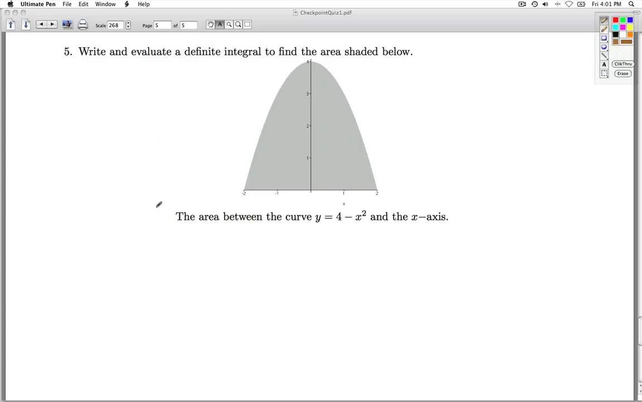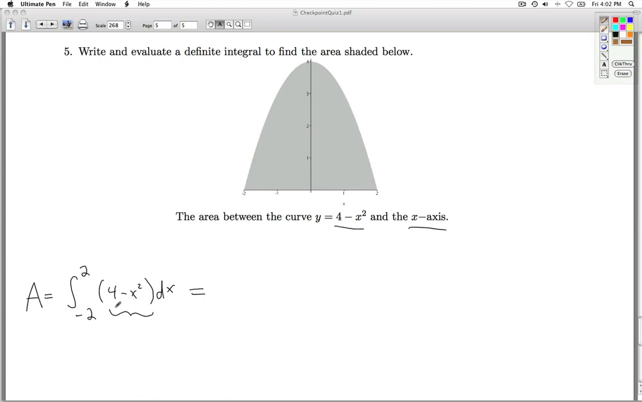Okay, our last problem on Checkpoint Quiz 1. Write and evaluate a definite integral to find the area shaded below. So the area is between the curve y equals 4 minus x squared and the x-axis. Since 4 minus x squared is above the x-axis for that entire stretch between minus 2 and 2, I can write that area as the definite integral of 4 minus x squared dx from negative 2 to 2. We'll evaluate this using the fundamental theorem of calculus.